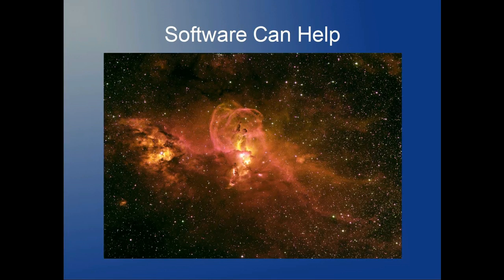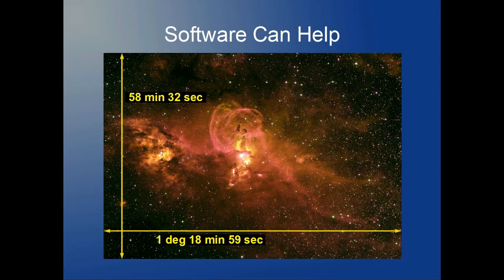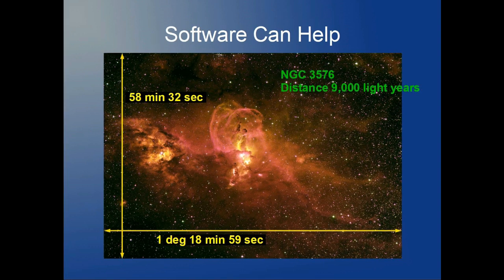Let's go back to the Statue of Liberty Nebula image that we saw before. It's an image that I took myself, and I know that the combination of telescope and camera that I used produces an image with a field of view measuring 58 minutes 32 seconds vertically and nearly 1 degree 19 minutes horizontally. Remember that the nebula is 9,000 light years away. With just that information to hand, can we determine the linear size of the statue?